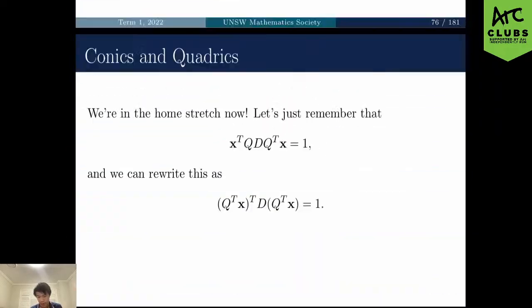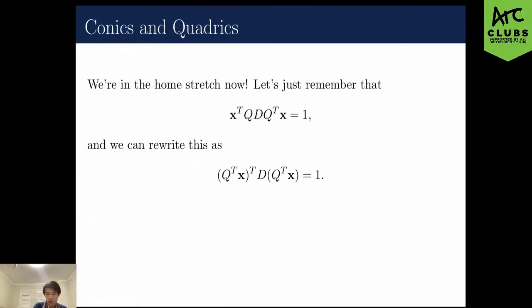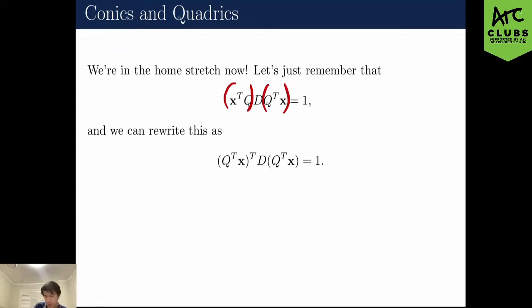And because we want that, let's actually change this over here. Everything outside of the diagonal matrix, let's change. So we've got Q transpose x here. And if you actually think about this thing over here, this is actually equal to Q transpose x, transposed. Because let's just write it out.